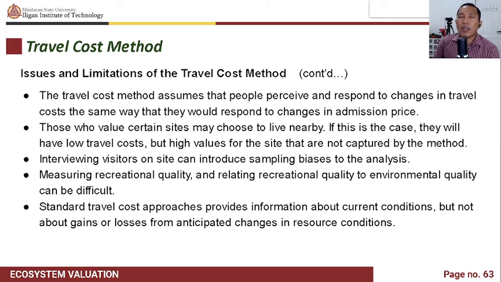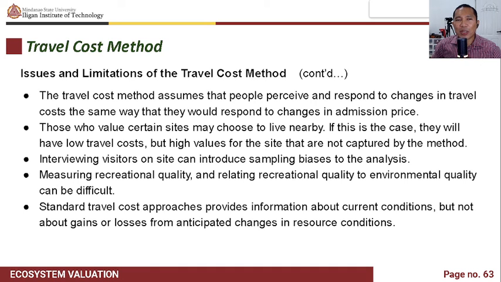Okay. Another limitation or issue that we have to consider is that the travel cost method assumes that people perceive and respond to changes in travel costs the same way that they would respond to changes in the admission price, because it's not all the time that people are very responsive to changes in the price. Like for example, if there will be an increase. Okay, let's take Timoga for example. Before the entrance fee was only 50 and I think it's now 100 per person, then that will not be a consideration. Like for example, if people will be traveling from a far distance, then 50 pesos or 100 pesos is immaterial, or it doesn't really matter at all.